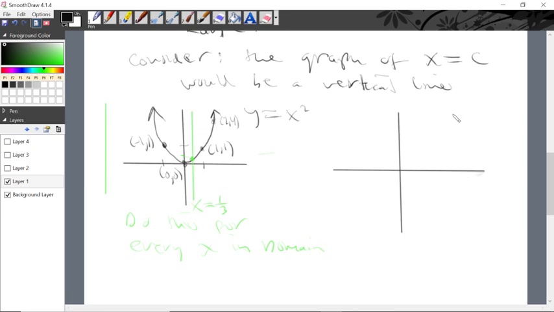Well, what if we switch those around? What if we wanted to take a look at the relation x equals y squared? Now, x equals y squared is going to produce a graph that's a parabola, but it's going to open outwards towards the right, like this. For example, it'll have the point (0, 0) on it at the origin, because 0 squared is equal to 0. But if we start with y equal to 1, then x is equal to 1 as well.